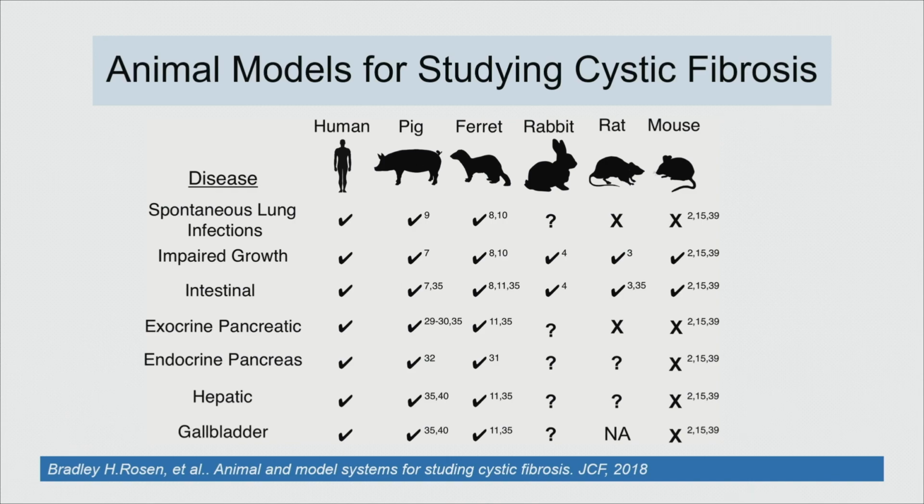Allow me to introduce why we use the ferret model. Compared with different models, such as ferret, pig, and rodent, the CF ferret faithfully mimics almost all the phenotypes observed in humans with CF, including lung problems, intestinal disease, and especially pancreas disease, which the rodent models do not have. So I think the ferret is a very ideal model to study not only pulmonary disease but also extrapulmonary organ effects.